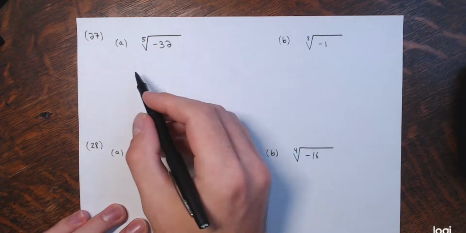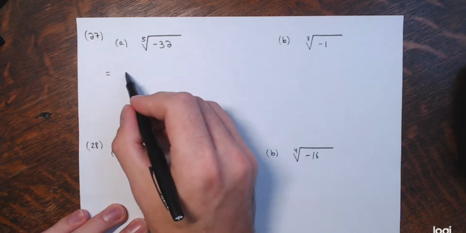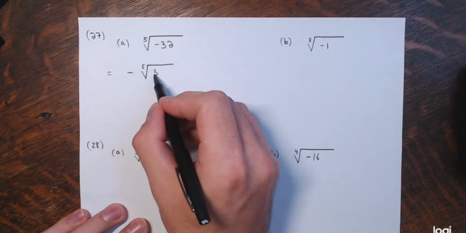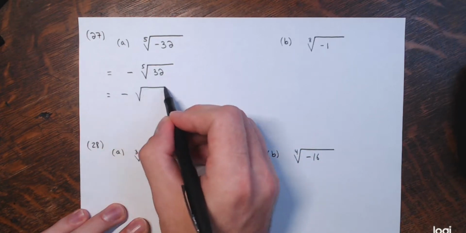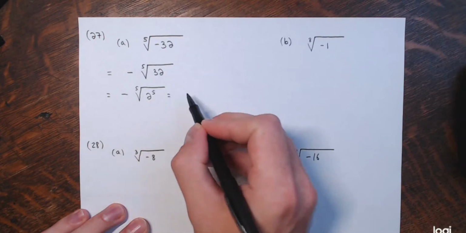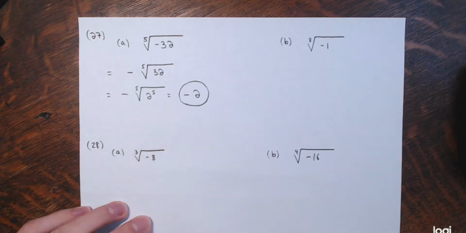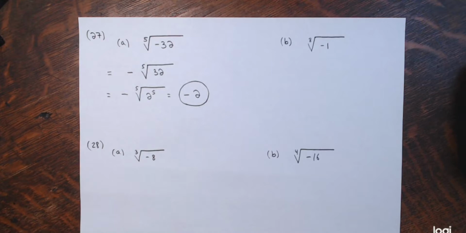27 part A, real easy one. It's an odd root of a negative, so it's going to be negative, the opposite of the fifth root of the positive, right? The opposite of the fifth root of 32. And we've seen 32 earlier, right? 32 is 2 to the 5th. So this is simply negative 2. Right? Negative 2 to the 5th power is negative 32. So the fifth root of negative 32 is negative 2. Excellent. Easy one there.